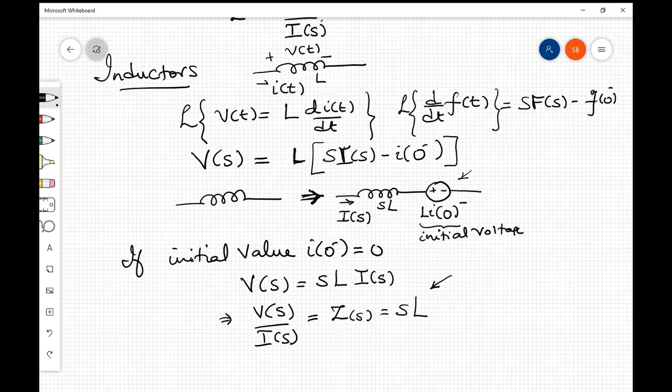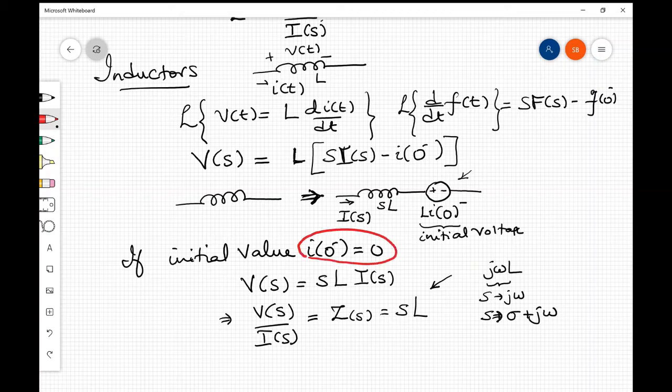You remember we used to call the impedance of an inductor j omega L, because previously we equated s with j omega. But now, because s is represented by sigma plus j omega, we simply use s times L. So impedance is replaced by s times L if it does not have any initial value. That's very important, if the initial value is 0. But if there is an initial value, then it will be s times L I(s) minus L times i(0). So this is voltage and this is voltage, and this voltage is the residual voltage that we got from there.